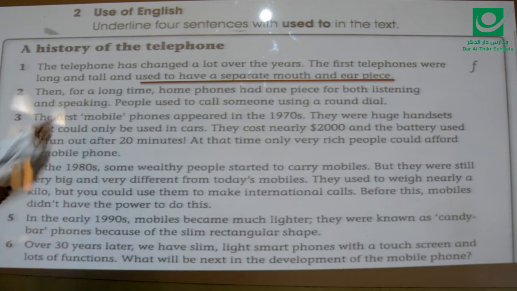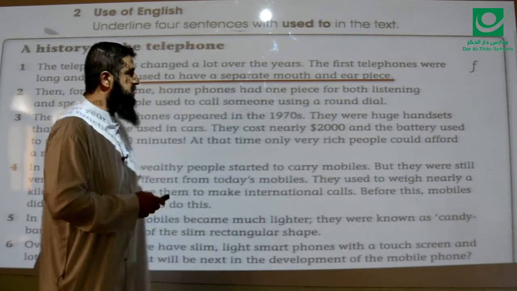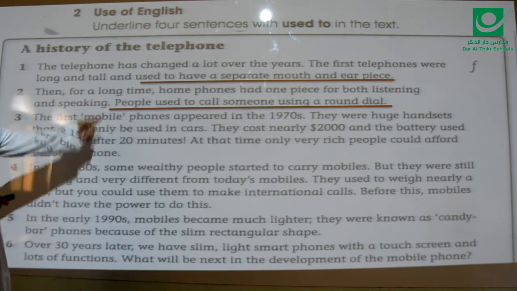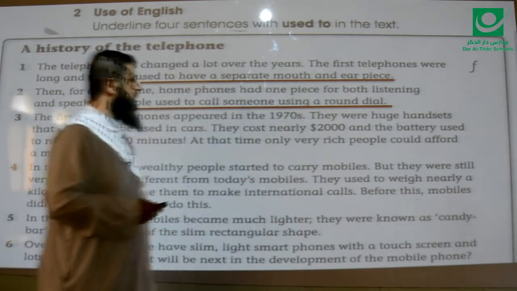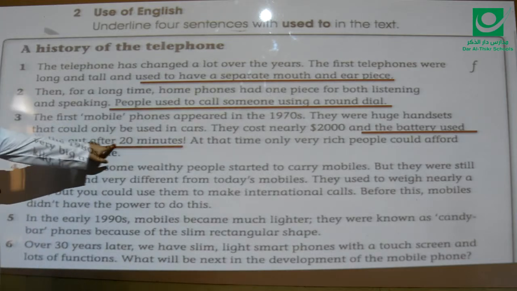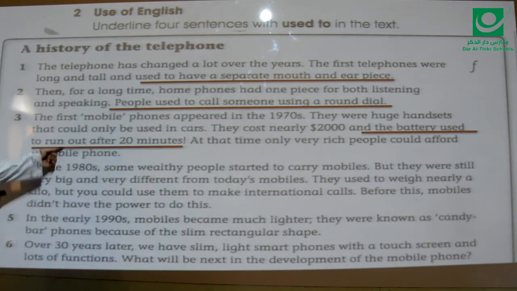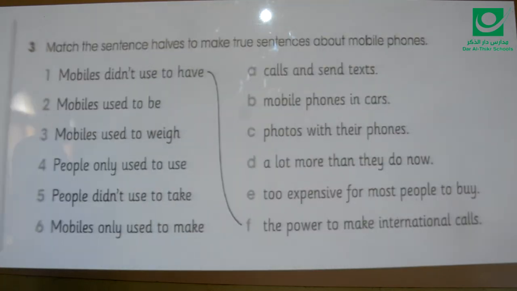The first one here: mobiles used to have a separate mouth and ear piece. Next one: people used to call someone using a round dial. And number 3: the battery used to run out after 20 minutes. This is one sentence. And the last one: they used to weigh nearly a kilo. Okay, but not today. Yes, these are the 4 sentences.